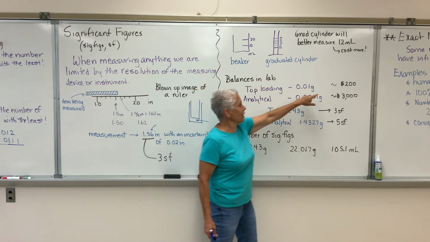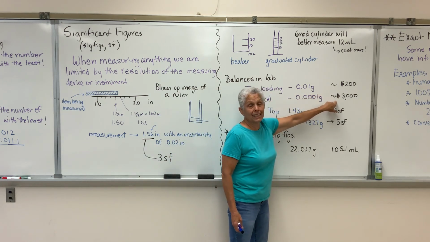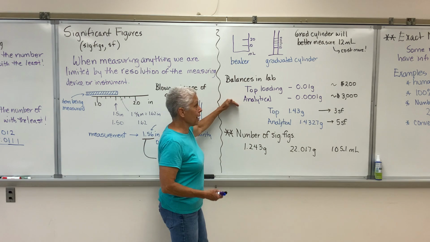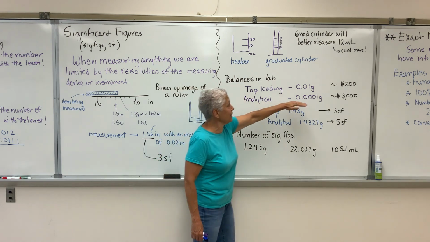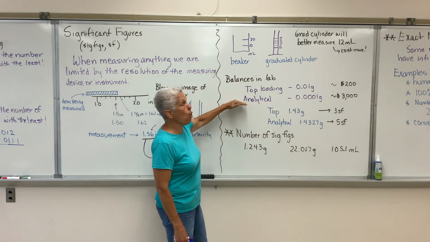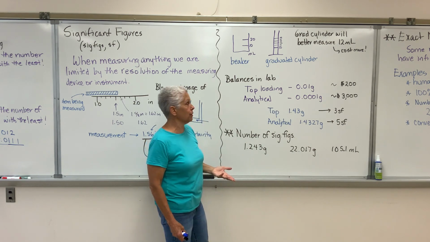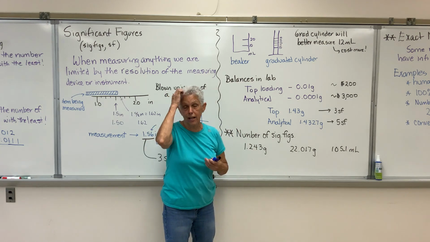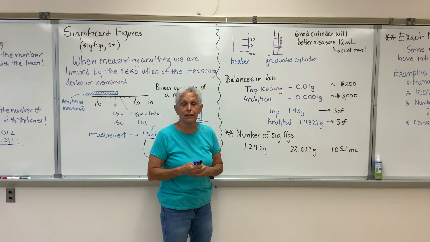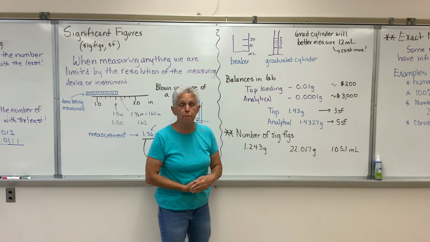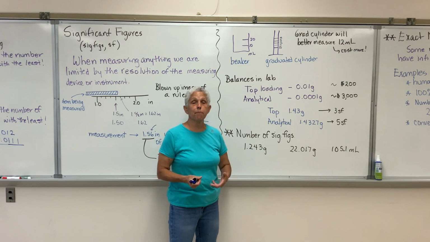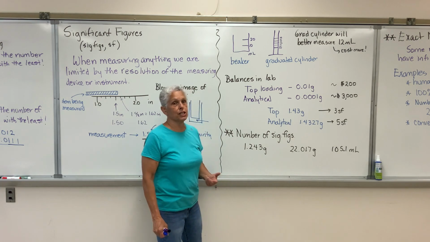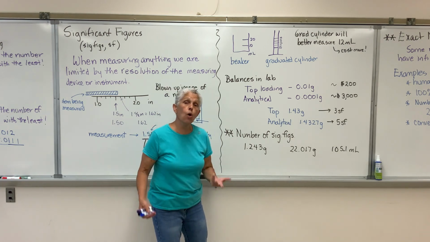Your top loading only costs $200. Your analytical balance costs $3,000. So the more significant digits you want, the more the instrument will cost, all right? And then this leads to the situation which a lot of young scientists find themselves in when they leave college. You're going to work at a company, you're the scientist at the company, and they ask you to buy the equipment. And they tell you, now go buy balances. And you have to know what you're doing here.